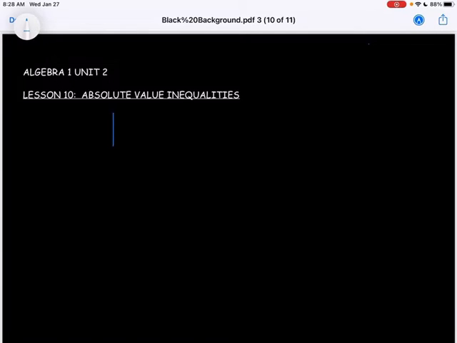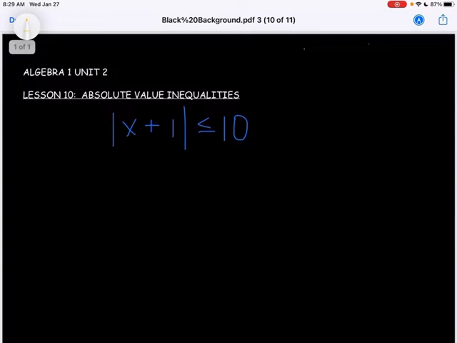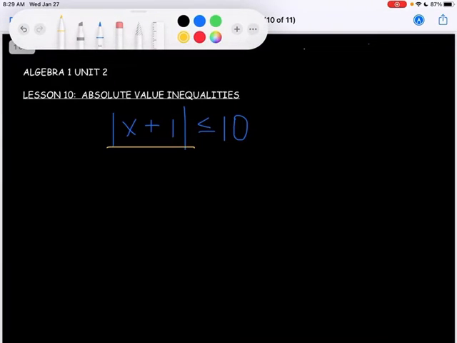Let's look at the example, absolute value of x plus 1 is less than or equal to 10. Now remember, with absolute value equations, you're going to have to split it into two, and the same is true with the inequalities. But make sure that you get the absolute value portion by itself, which in this case it already is, but make sure of that before you move on to splitting it up. So now that the absolute value is by itself, I can split it into our two inequalities.